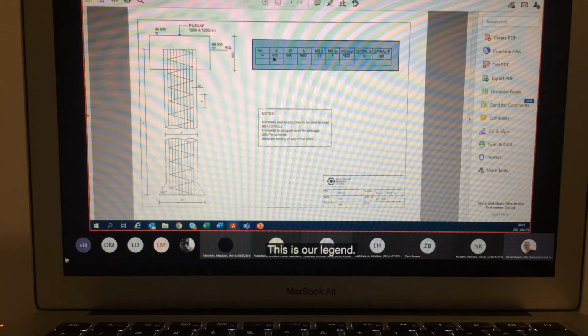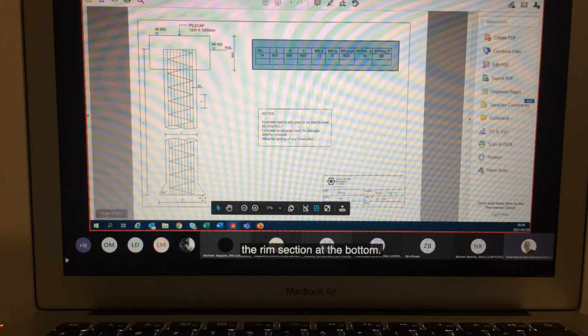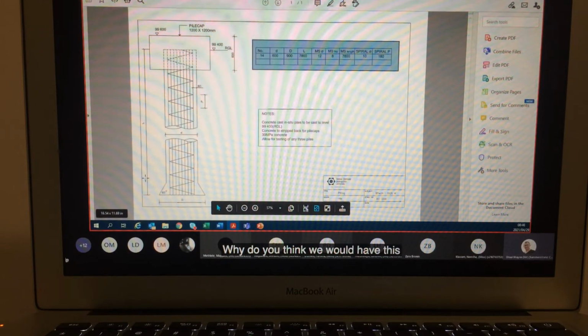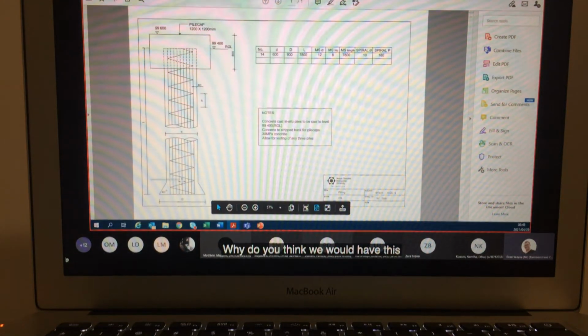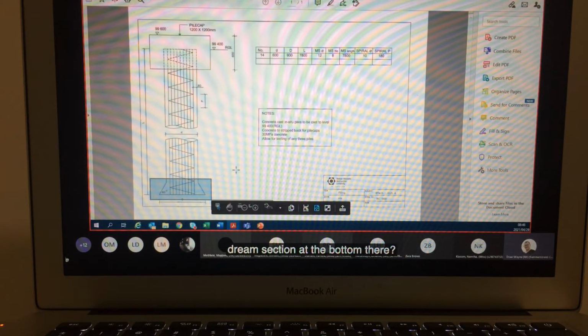This is our legend. It gives us the diameter of my pile. It gives me the diameter of the reamed section at the bottom. Why do you think we would have this reamed section at the bottom there?